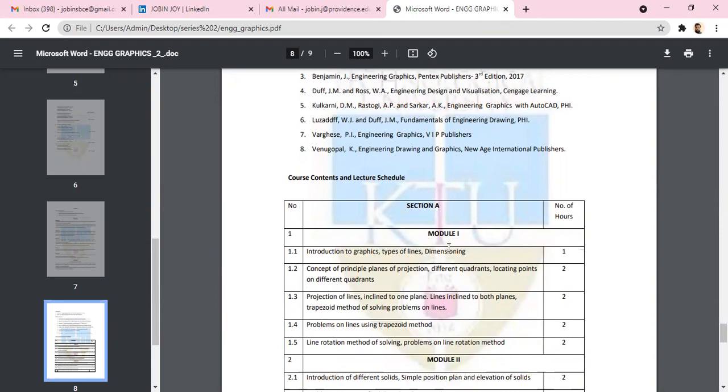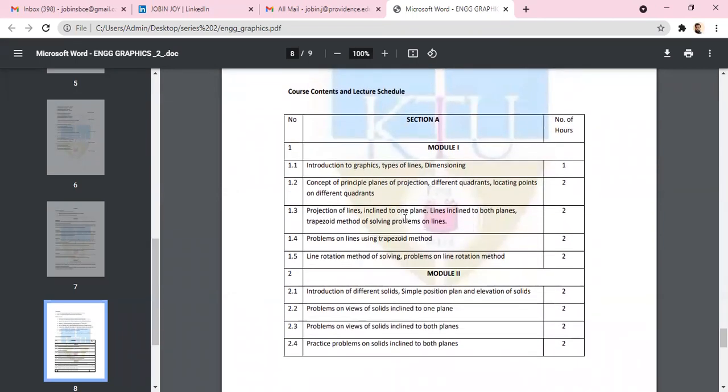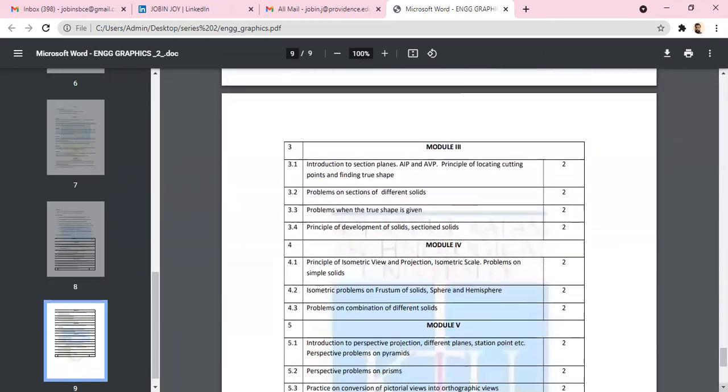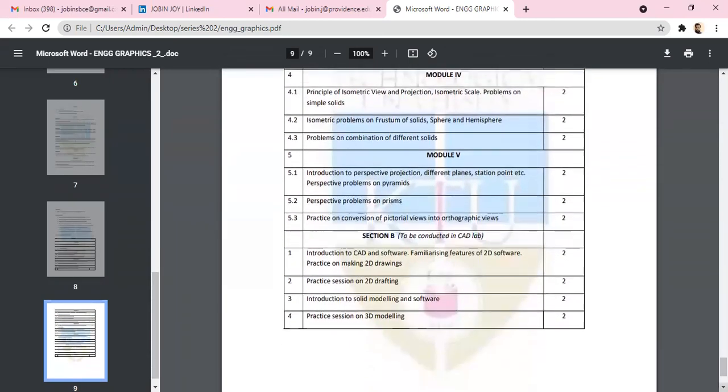So this is the course contents and lecture schedule. Introduction to the subject, graphics, various types of lines, dimensioning, 1 hour. So this is the number of hours. Then explaining the concepts of principal planes of projection, various quadrants, locating points on different quadrants, etc. 2 hours. Projections of lines inclined to one plane, line inclined to both planes, trapezoidal method of solving problems, etc. 2 hours.